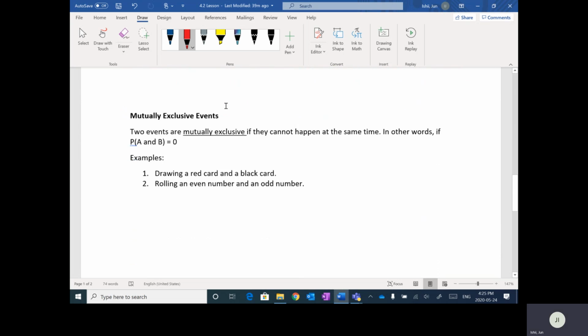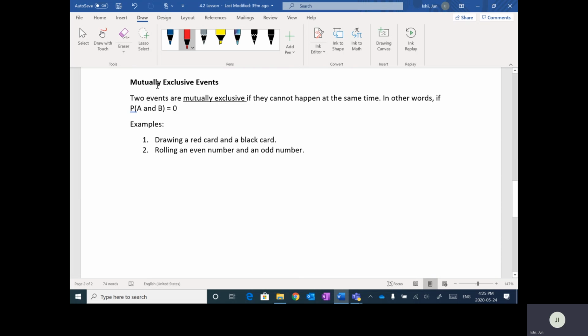Okay. The last little thing that I have to cover is what it means to have a mutually exclusive event. Two events are mutually exclusive if they cannot happen at the same time. In other words, if the probability of A and B is equal to 0. In terms of a Venn diagram, it is when we have these two rings, but they don't overlap. There's nothing that overlaps in them.